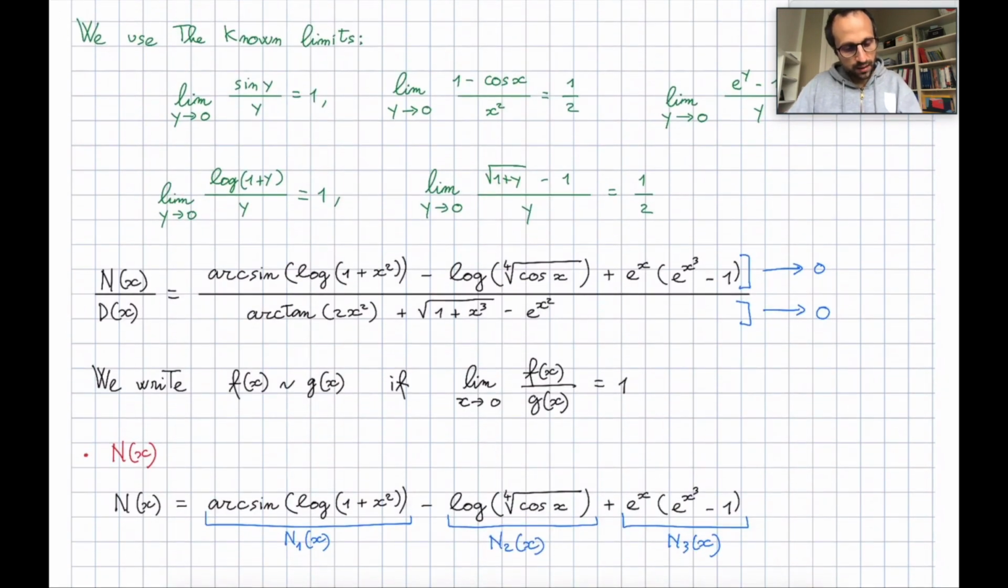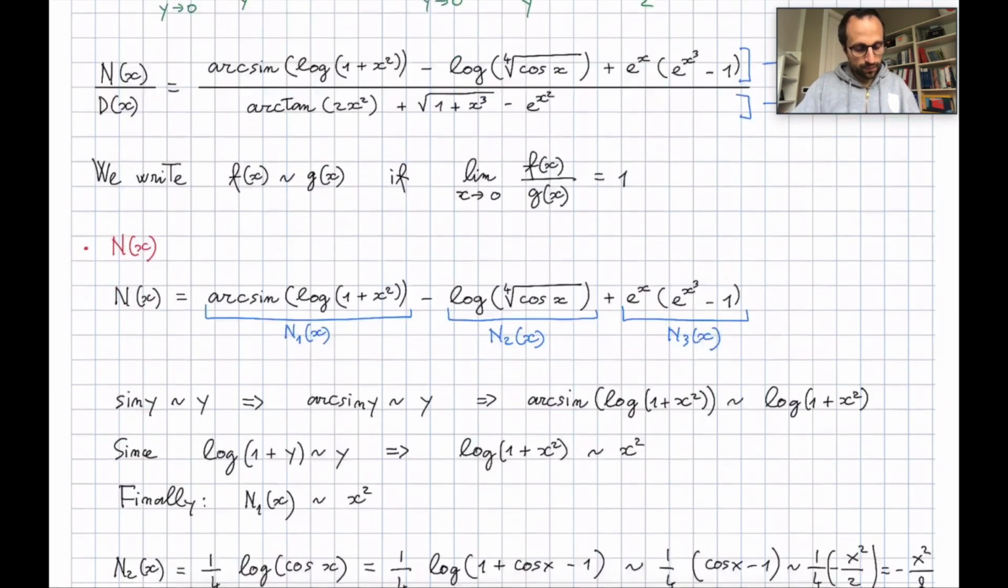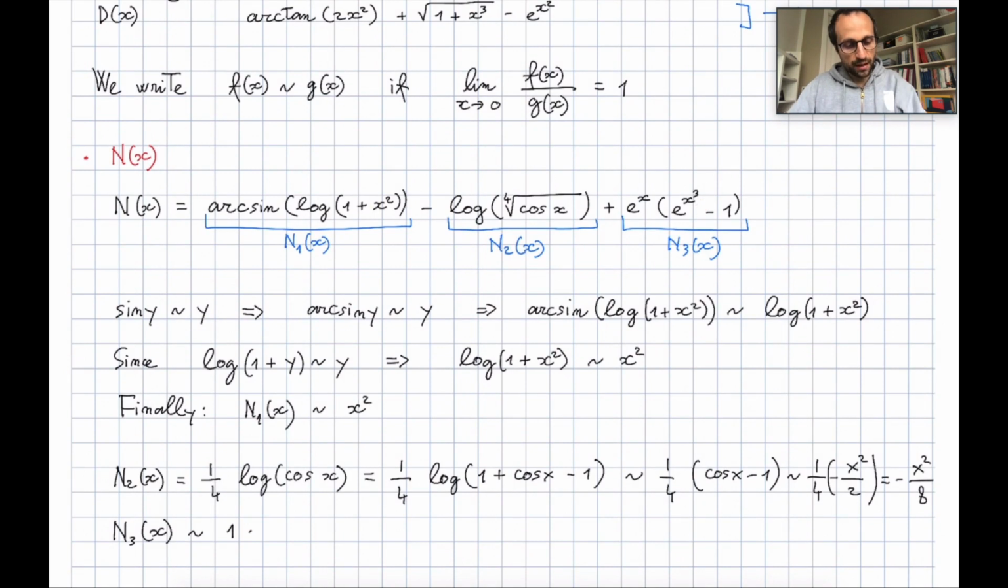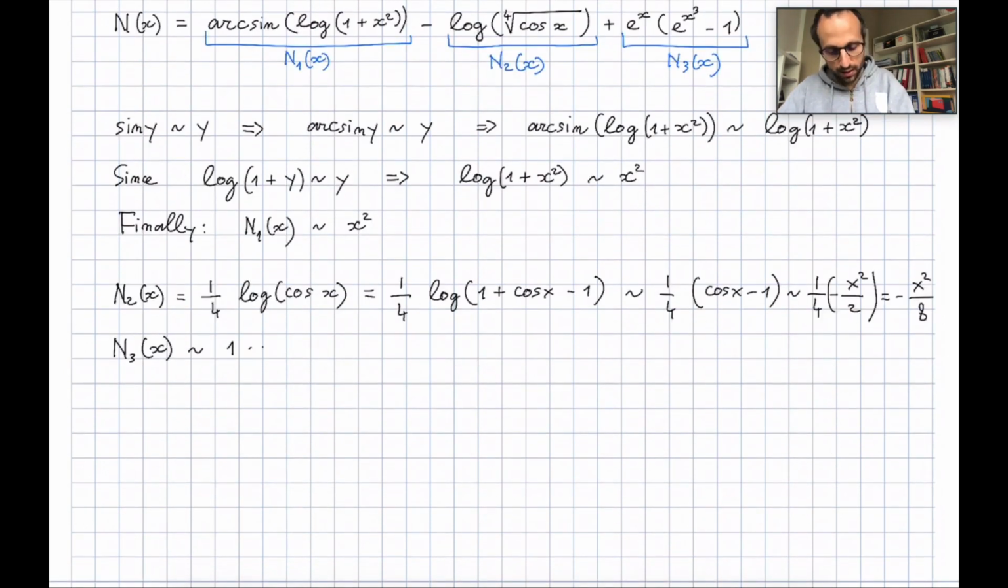Well, let's look at this expression here now. E to the y minus 1 is asymptotic to y. So e to the x cubed minus 1 is asymptotic to x cubed, and this is equal to x to the power 3. Let's put all these three pieces together.